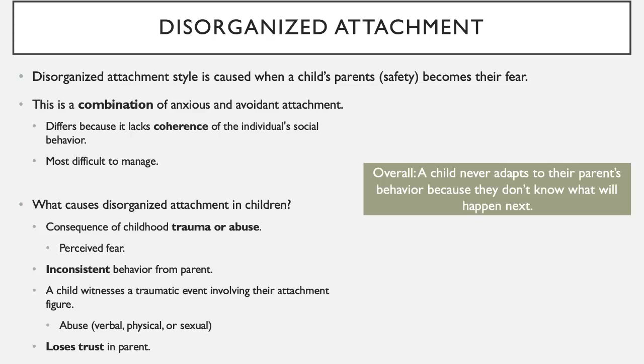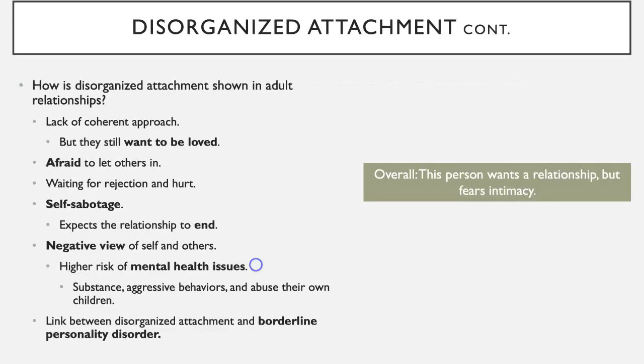A child could witness a traumatic event involving their attachment figure. This could involve abuse, verbal, physical, sexual, any kind. One thing about it is it doesn't have to be their parent abusing them, but they could see their parent abusing someone else, and that could cause it. Basically, they lose trust in their parent. So overall, a child never adapts to the parent's behavior because they don't know what will happen next.